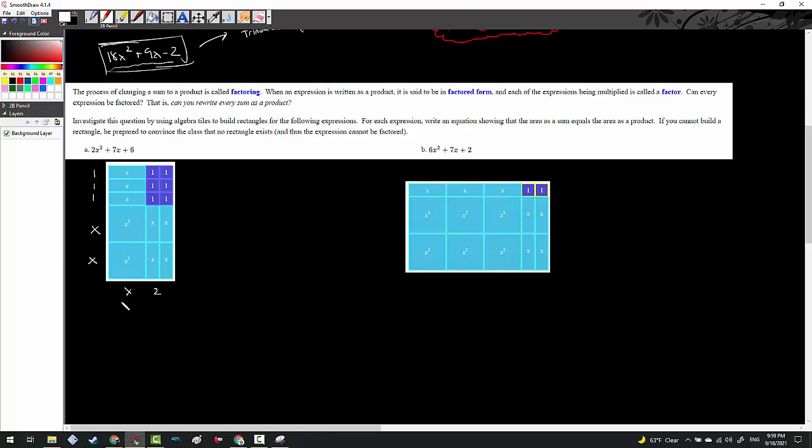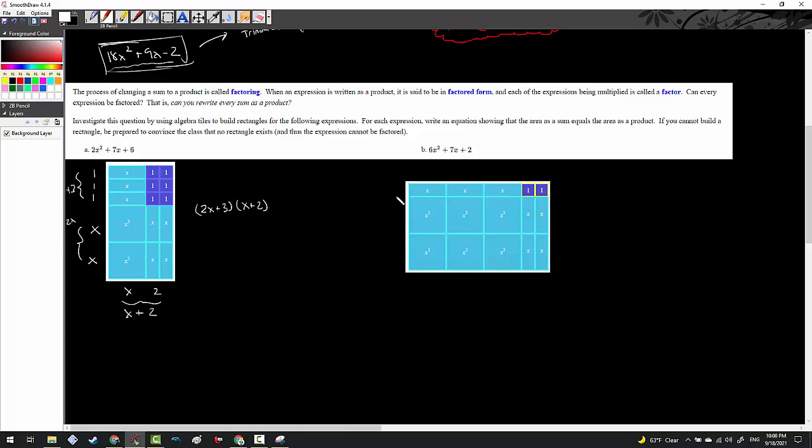And so how do I reconcile this idea right here? Well, this guy becomes x plus 2 in total. This guy becomes 2x and then plus 3. So if I wanted to write this as an area as a product, it would be 2x plus 3 times x plus 2. And again, the area as a sum would just be all of these guys added up together, which is the original expression.